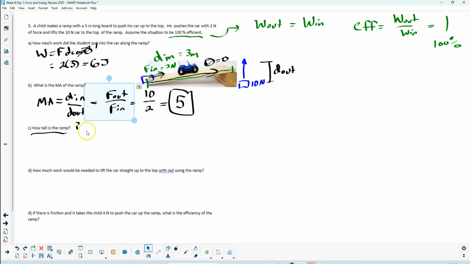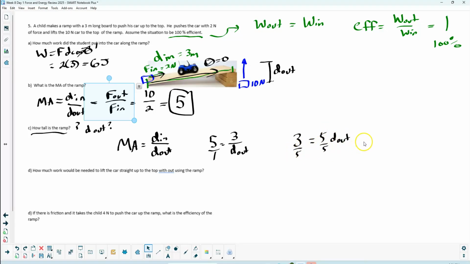How tall the ramp is, that's solving for the distance out. So that's going to be the same MA equation, but this time it's distance in and distance out on that side. So it'd be 5 equals the distance in is going to be 3, and we need to figure out the distance out. So again, I like cross multiplication, so 3 times 1 is 3, and then it'd be 5 times distance out, and then I have to divide by 5. So you're going to get the distance out is something like 0.6.